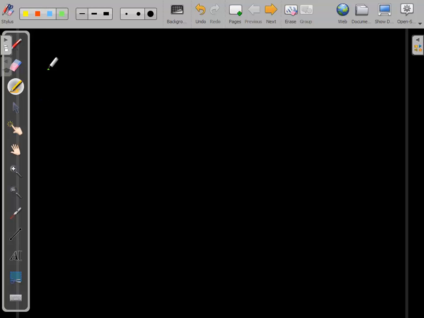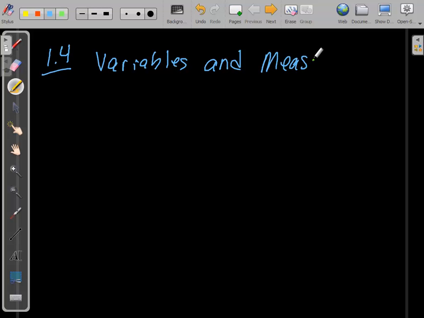Alright, let's take a look at section 1.4. In this section we're going to cover variables, describe variables in greater detail and ways of measuring them. So variables and measurement.